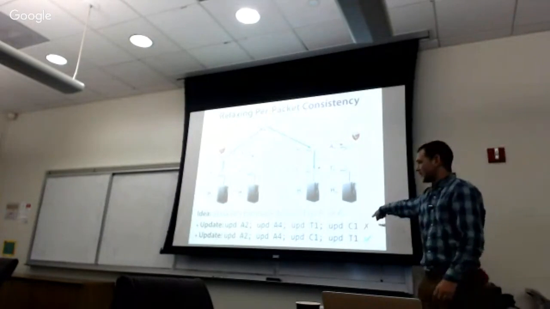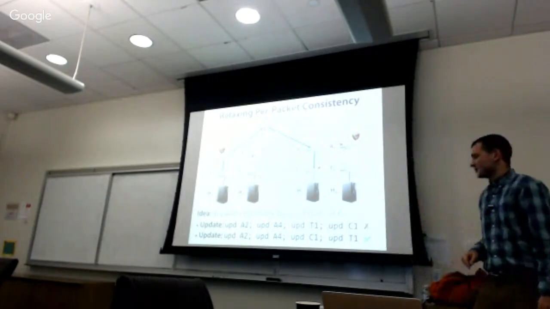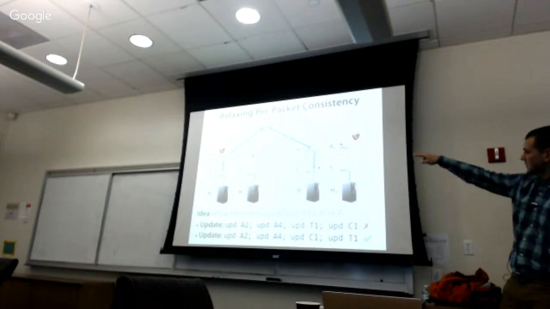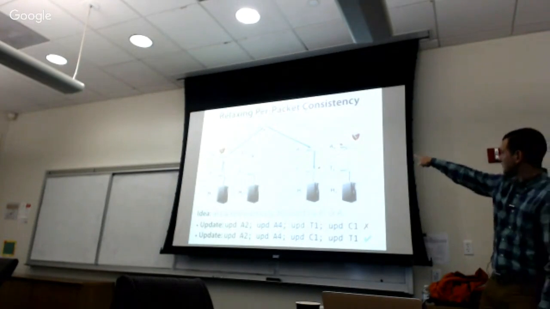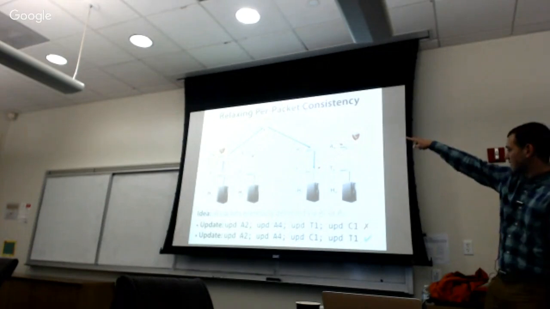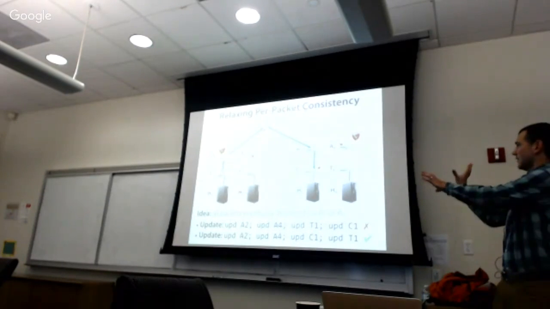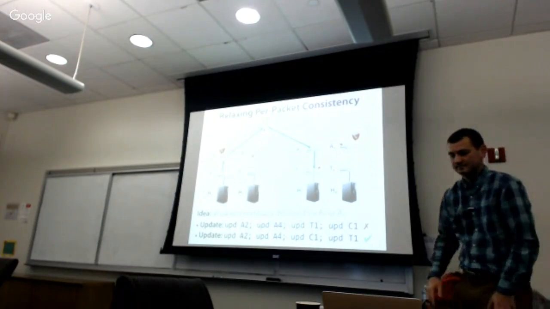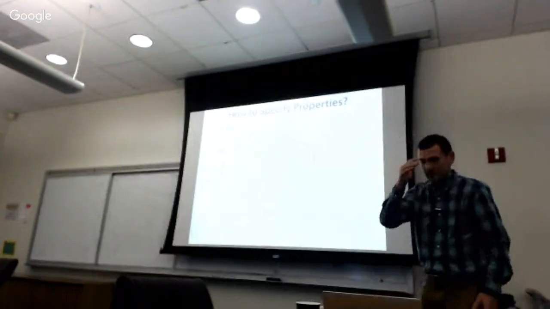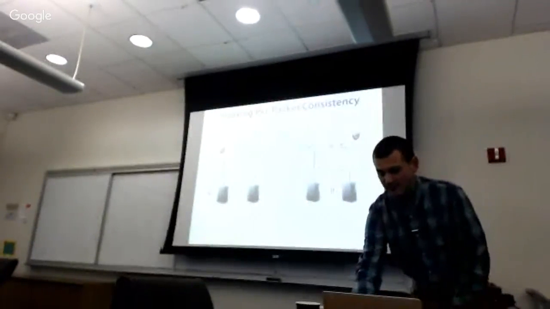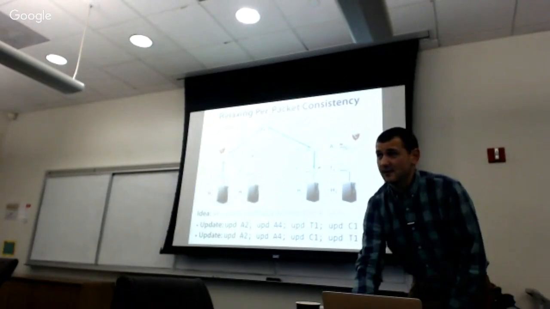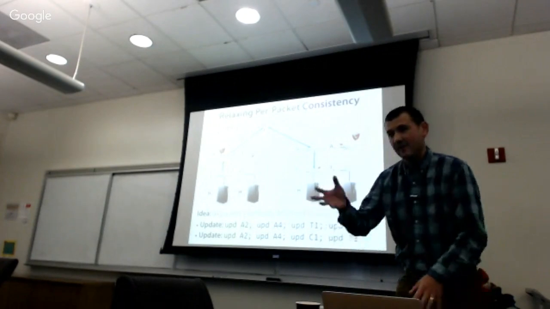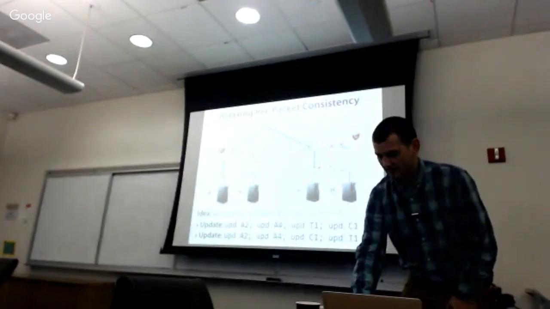Now, there are some updates that don't preserve this property, but there are some updates that do. So if I update A2 first, and then A4, and then C1, and then T1, I basically pre-populate the tail end of the path and then switch over at the beginning. So this suggests an approach we can use to synthesize updates that are more efficient in general than the two-phase updates that I showed you a few slides ago, and that gives us a way to tune how strong of a guarantee we want.